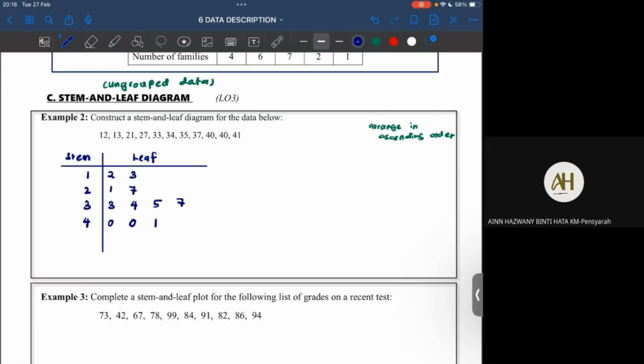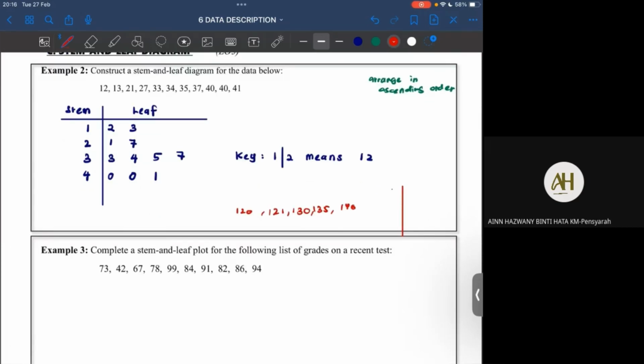So this is our key as a stem and leaf diagram. For a stem and leaf diagram we must state our key. The key means we tell people what we use for the stem and what we use for the leaf. So we use 1, 2 means 12. As I said earlier, let's say you are given data 120, 121, 130, 135, 140. Then you can put the stem as 1, 2, 1, 3, 1, 4, and your leaf can be 0, 1, 0, 5 and so on. Then make sure to state the key as 1, 2, 0 means 120.